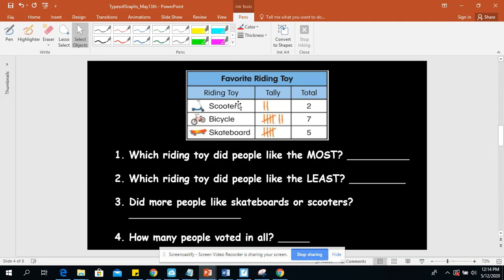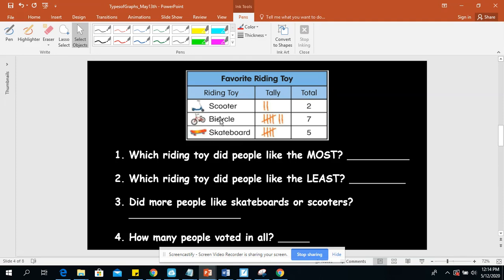To find out how many people like to ride the scooter, you can count the tally marks next to scooter. I see 1, 2 tally marks next to scooter. That means a total of 2 people chose scooter.